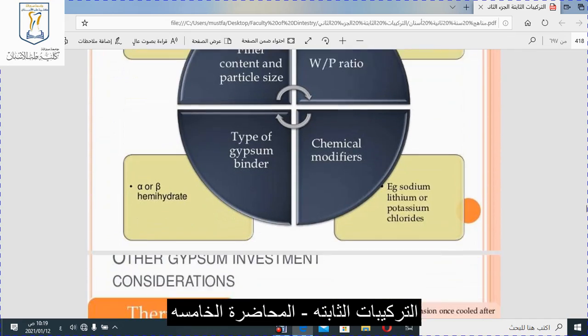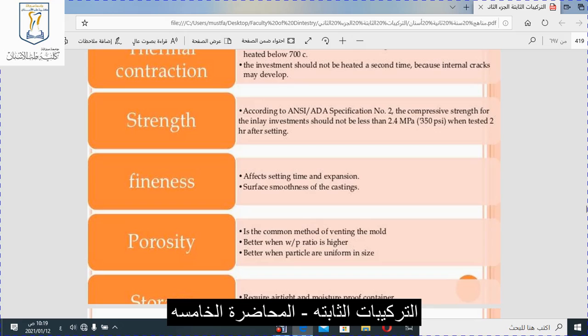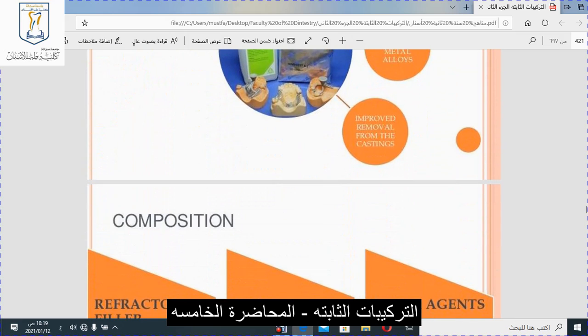procedure. So the phosphate bonded investment will give an amount of expansion, and it withstands high temperature. The mechanical property of the phosphate binder is high, and it withstands high temperature. So the only problem is the porosity. The porosity is low.